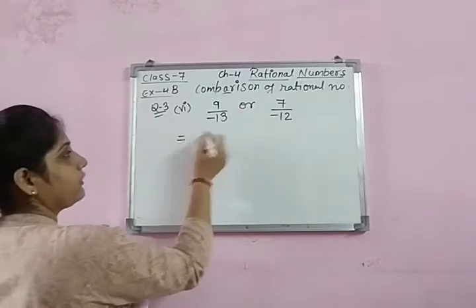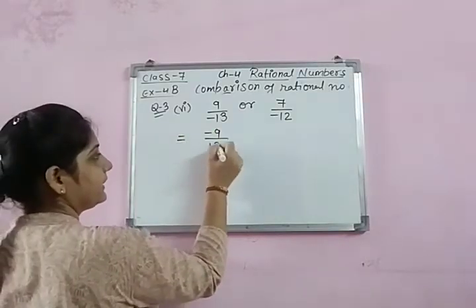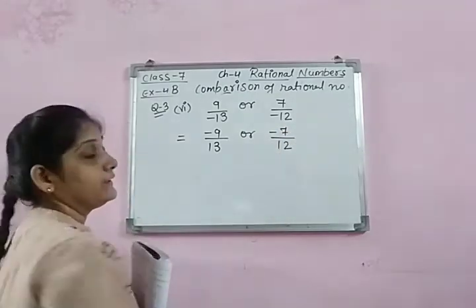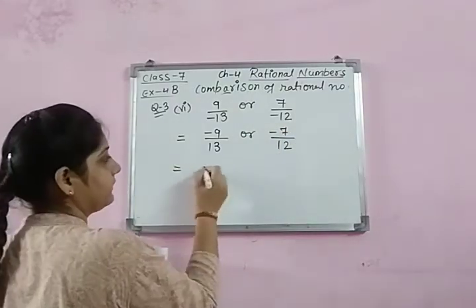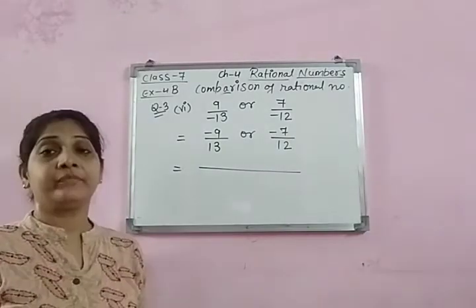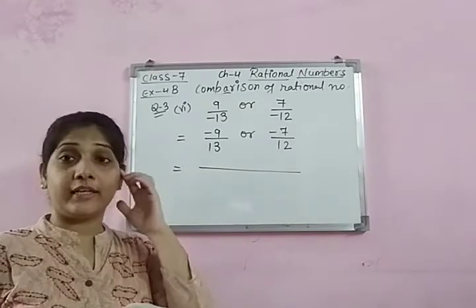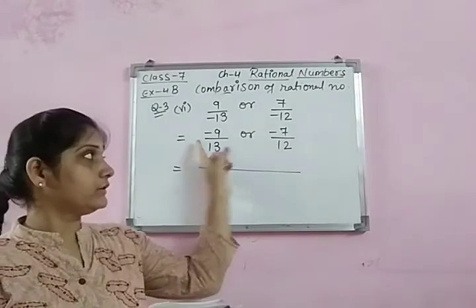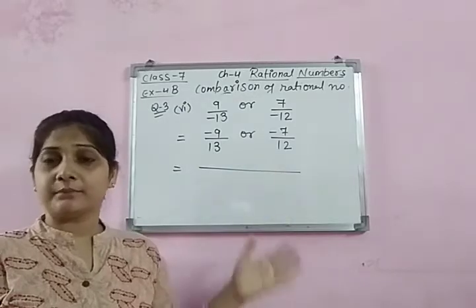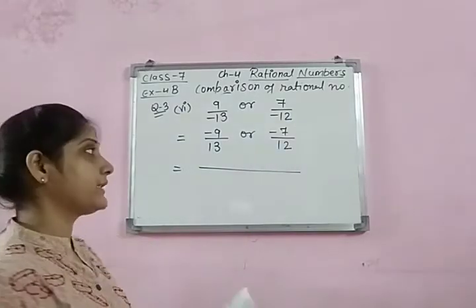So let's make the denominator positive. It is negative 9 by 13, and this is negative 7 by 12. Now we have to take the LCM. 13 and 12 are there, and both are negative, so we cannot compare. Look, these are negative rational numbers. The signs are not different, so we cannot compare until we make the denominator the same.